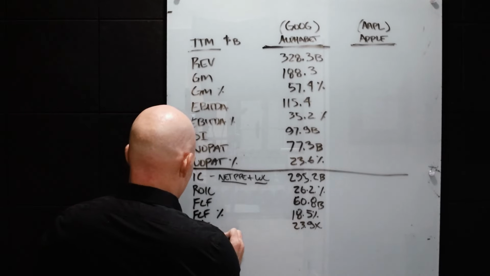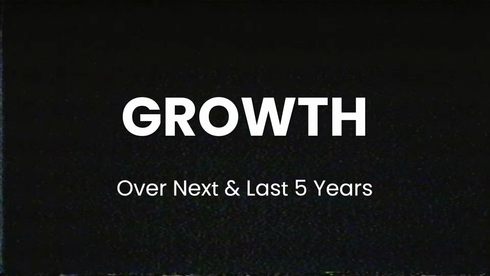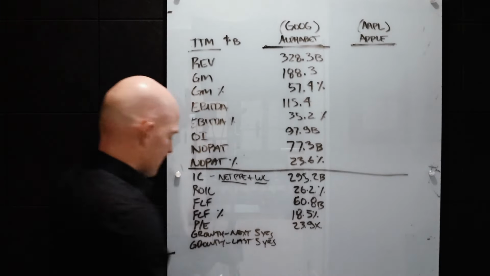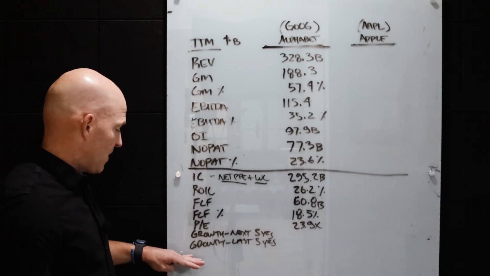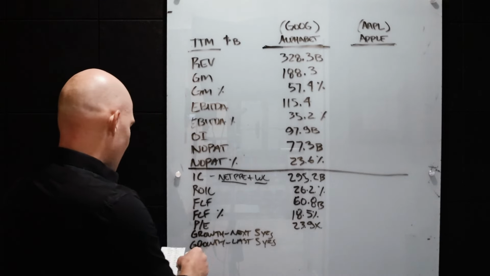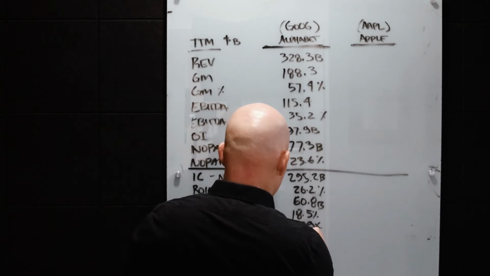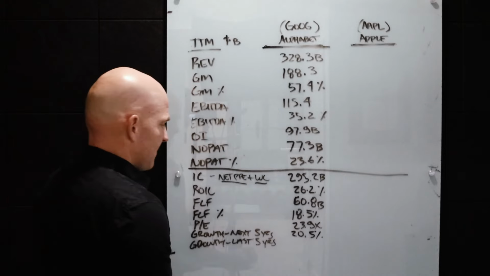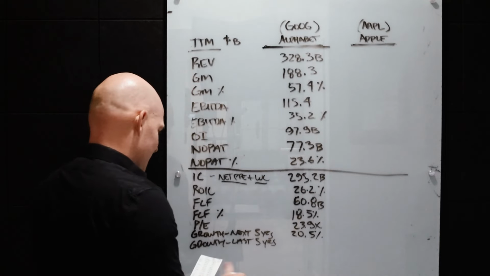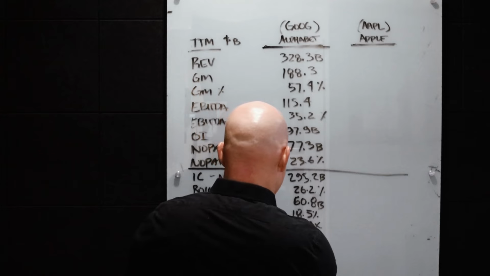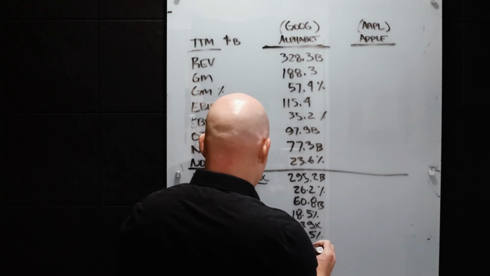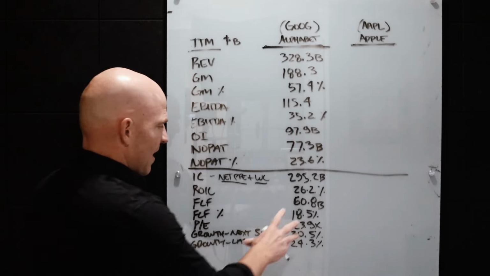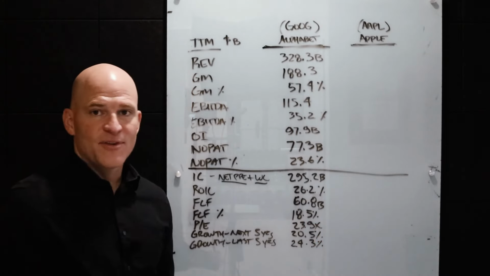So we have growth, and I'll just put next 5 years, and we have growth for the last 5 years. All right, so that's where we are down here at the bottom of the screen. The growth for the next 5 years for Google is forecasted at 20.5%. Getting a little tight here, I'm squeezing this all in, like a fat guy in a little coat. And then growth over the last 5 years for Google was 24.3%.